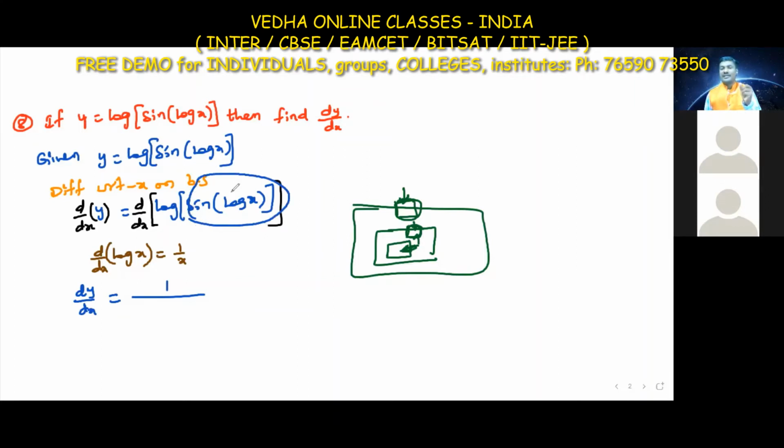Okay, other than logarithm, this full function is x only. Write that full function in place of x, meaning sine of log x. In place of x, I retain the full function here. Understood? Okay, so after that, here whatever function we have in place of x, if we have any other function, just differentiate that function. It is a chain rule.